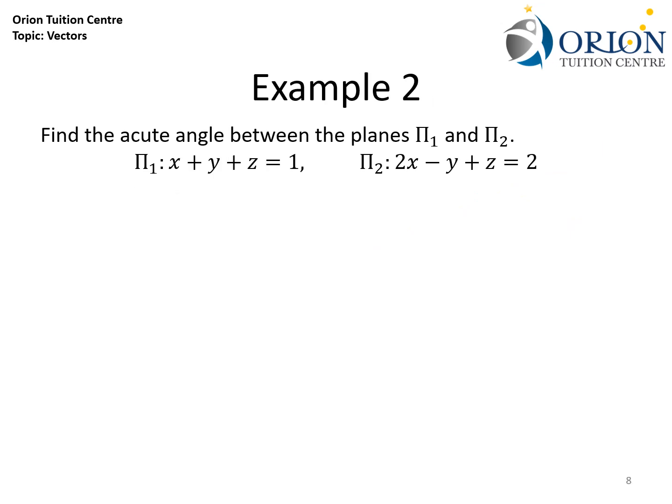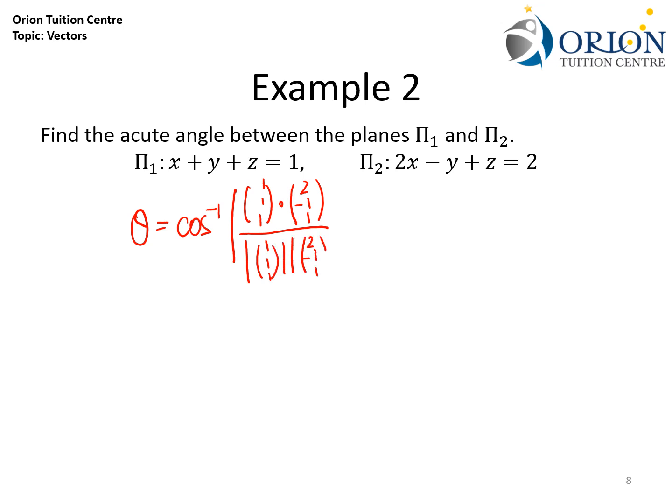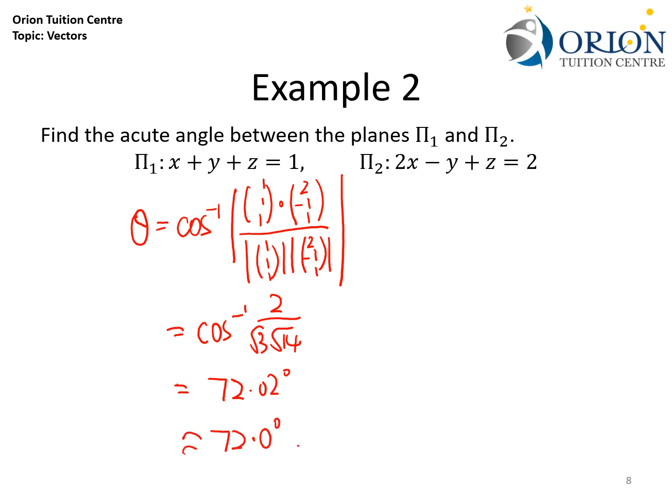To find the angle between planes pi 1 and pi 2, we simply have to use the formula directly. So theta equals cos inverse of n1 dot n2 over mod n1 mod n2, which is (1, 1, 1) dot with (2, minus 1, 1) divided by mod of (1, 1, 1) and mod of (2, minus 1, 1). And this, after simplifying, becomes cos inverse of 2 over square root 3 square root 14. And if we press our calculator, this becomes 72.02 degrees, or we should round off to 72.0 degrees, correct to one decimal place.